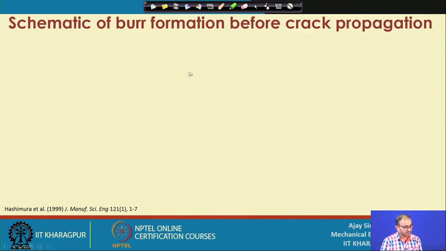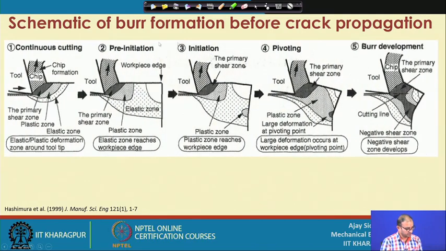So, let us see how the burr formation occurs when you penetrate your tool into the workpiece. What are the different stages? This particular slide will tell you how the tool is interacting with the workpiece material before crack propagation. This is the first thing: it is continuous cutting. What is continuous cutting? That is a proper cutting of the material, so you are getting a chip very easily here.